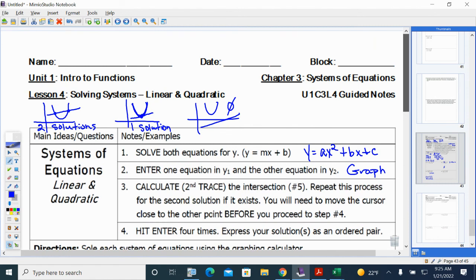All right, so those are your notes for lesson number 4 on solving systems when you have a linear equation and a quadratic equation.